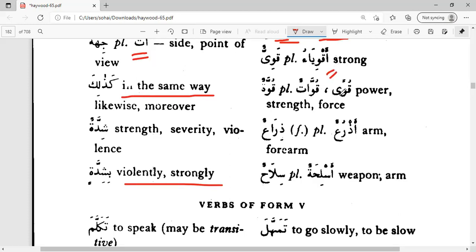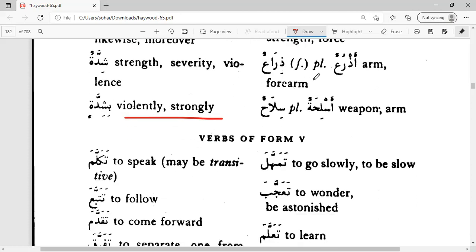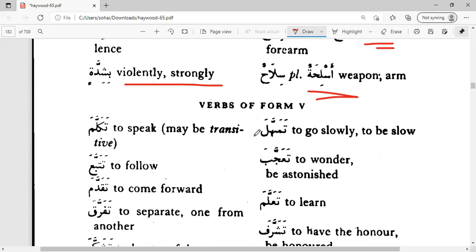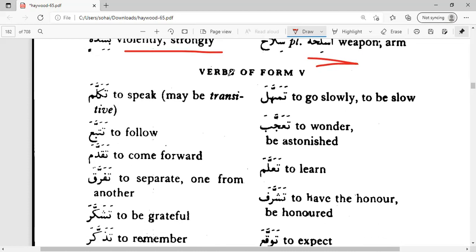Quwwatun means strength, power, force. Quwwatun is the plural; this is like a feminine plural, and this is the broken plural, quwwan. Dira'un means arm, forearm. The broken plural is uzru'un. Silahun means weapon. Aslihatun is a broken plural. And this is form 5 now. This gives you form 5.